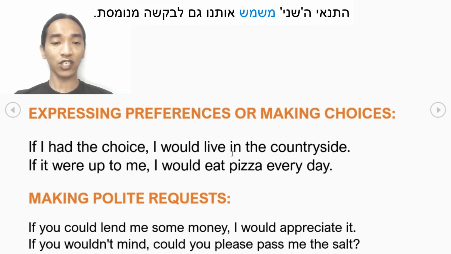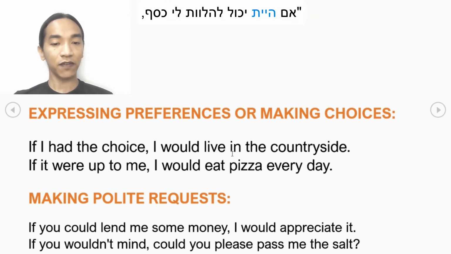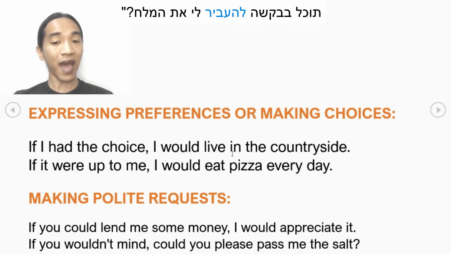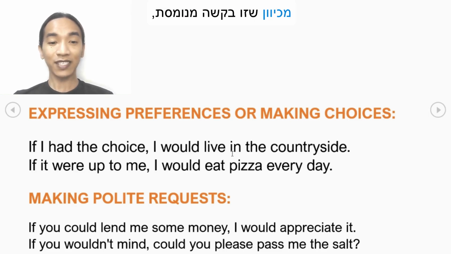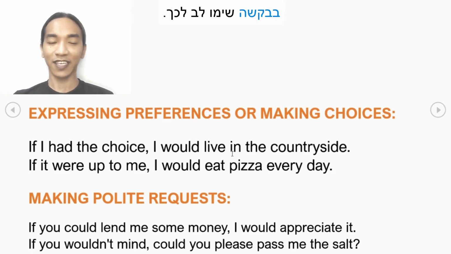Now, the second conditional is also used to make polite requests. Please pay attention to the construction of these sentences. If you could lend me some money, I would appreciate it. If you wouldn't mind, could you please pass me the salt? Now, since this is a polite request, we could just add the words could or wouldn't mind in the if clause. Okay? Please pay attention to that.